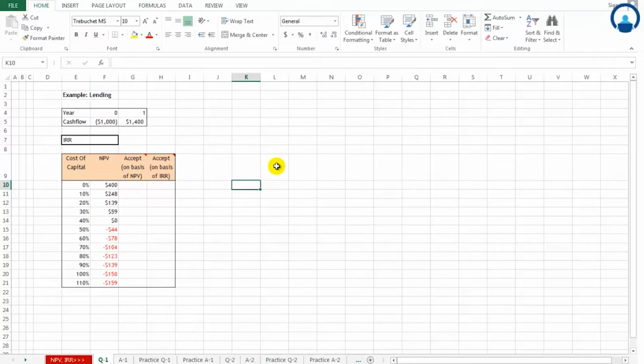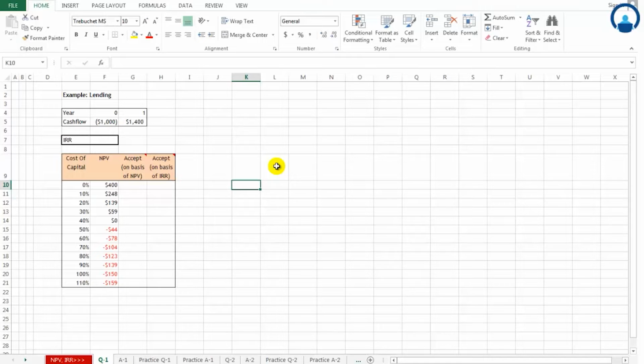Now what is the acceptance rule for IRR? In case of individual projects, if IRR is greater than the cost of capital, then we accept the project. Whereas if the IRR is less than the cost of capital, we do not accept that project. I repeat, if IRR is greater than the cost of capital, we accept the project, and vice versa. In case of mutually exclusive projects, that is when we have more than one project, we rank the projects for which the IRR is greater than the cost of capital. So basically that ranking is what follows.